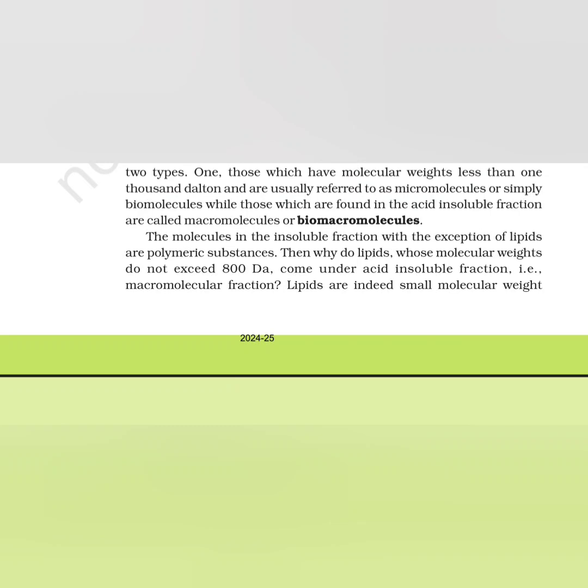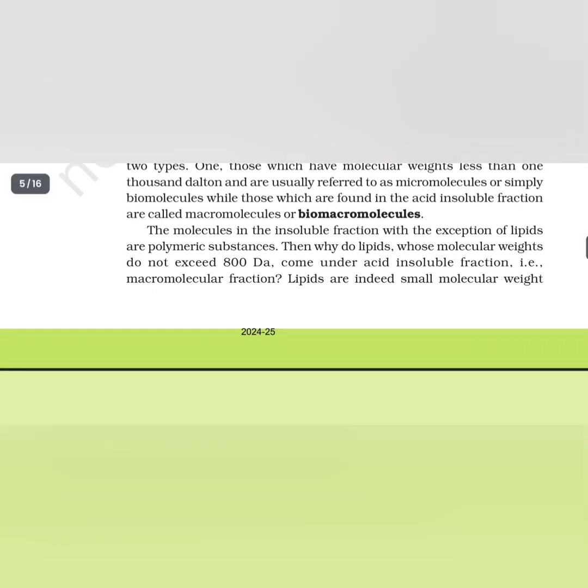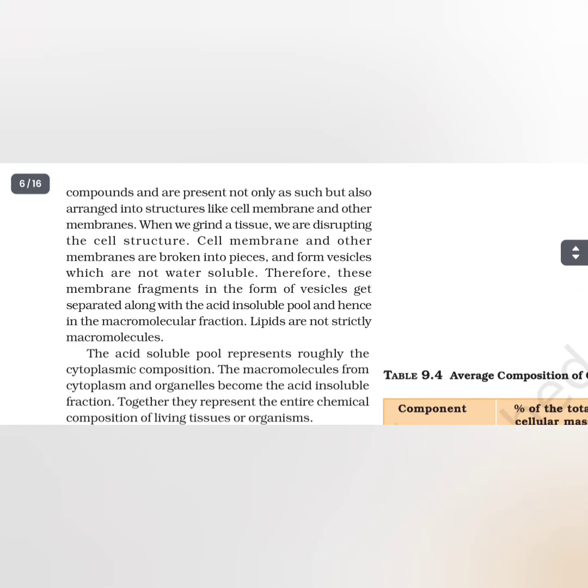Then why do lipids, whose molecular weight does not exceed 800 dalton, come under the acid insoluble fraction, that is the macromolecular fraction? Lipids are indeed small molecular weight compounds and are present not only as such but also arranged into structures like the cell membrane and other membranes. When we grind a tissue, we are disrupting the cell structure. Cell membrane and other membranes are broken into pieces and form vesicles which are not water soluble.